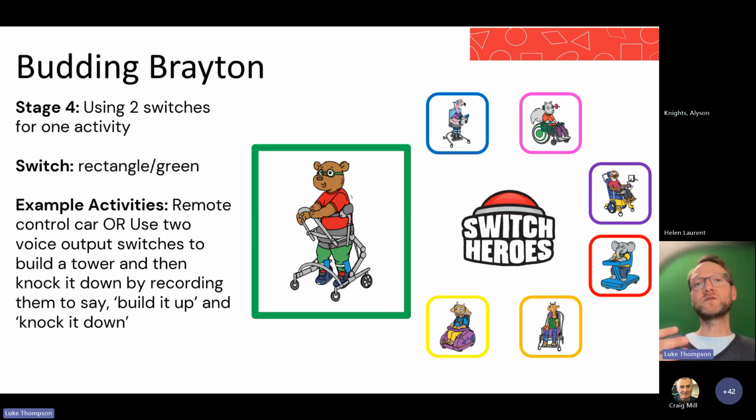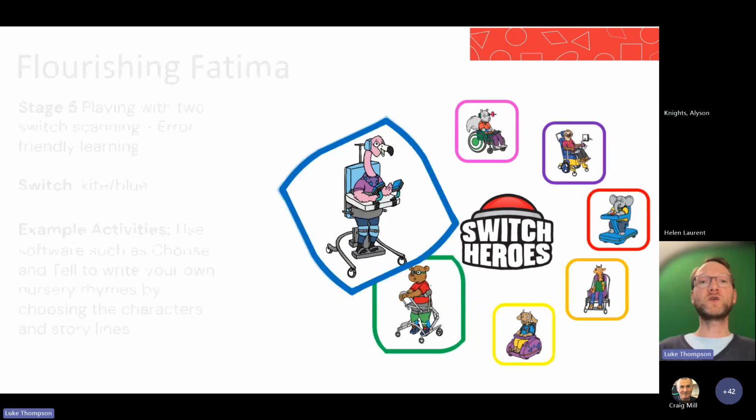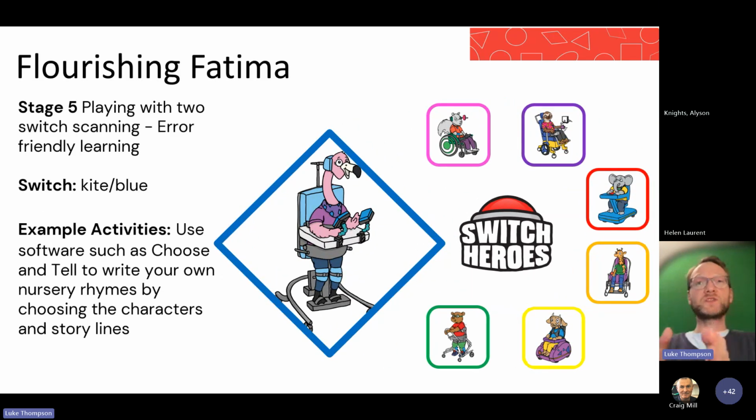And then we move on to switch scanning. This is where you use two switches, one to scan and then the other to select. So this is where we're playing with two switch scanning, and this is error-friendly learning. So they don't have to get the right option. They don't have to choose the correct option, and they can. This is more likely you could do this manually with voice output or audio output switches, so the Big Macs and the step-by-steps. You could do that manually. Someone can walk around a room with a frame.